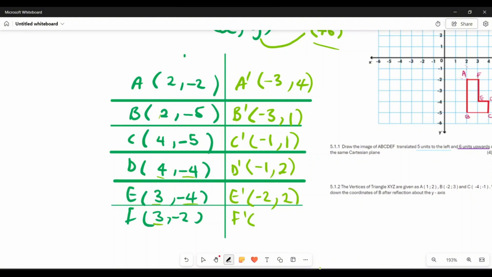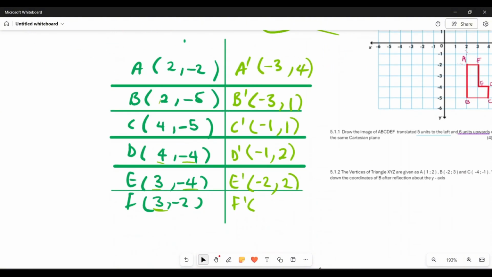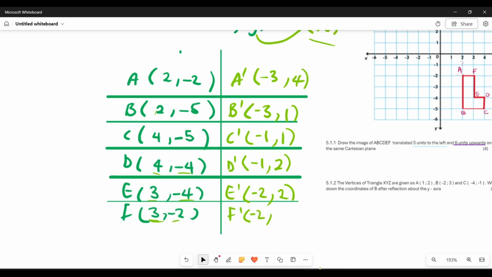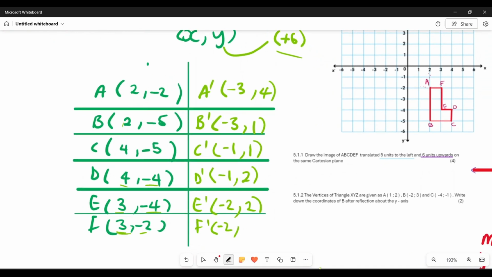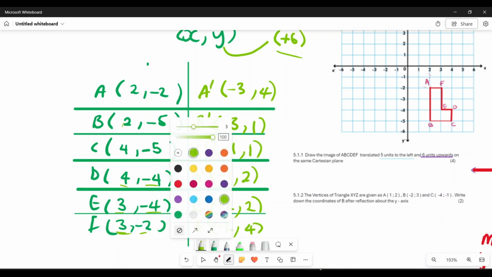And lastly, for your F, your x is 3. If you minus 5 on that x value, you're going to get -2. And your y value is -2. If you add 6, your new y value is going to become +4. So these are my new coordinates. Now the last step, after I found my new coordinates, I can go and plot this on my Cartesian plane.